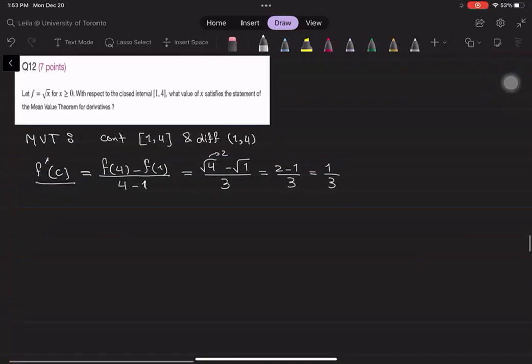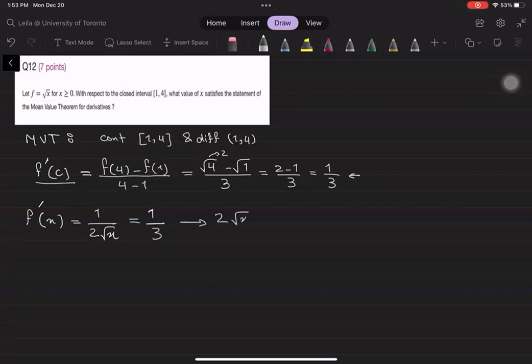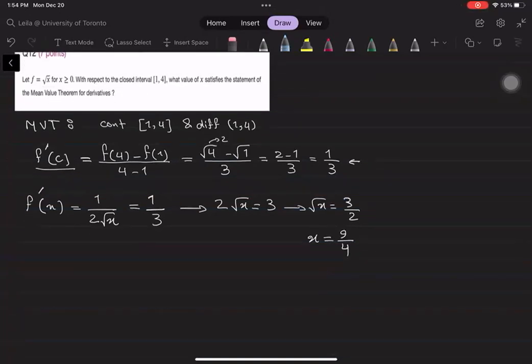And then you want to take the derivative, so you have 1 over 2 square root of x, and this is equal to 1/3 from here. So 2 square root of x is equal to 3. Square root of x is equal to 3 over 2. And then you can just square this. So you have x equals 9 over 4. So for what value of x this satisfies, you have 9 over 4.